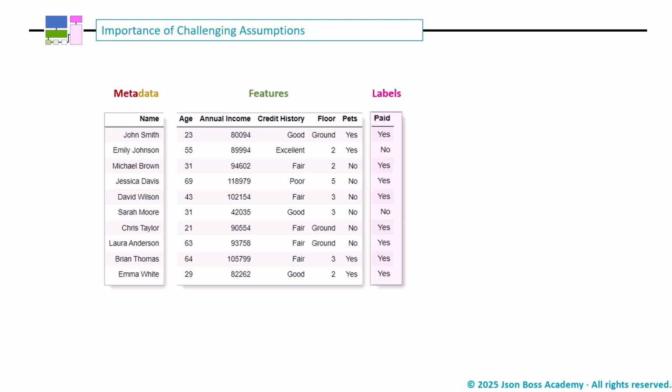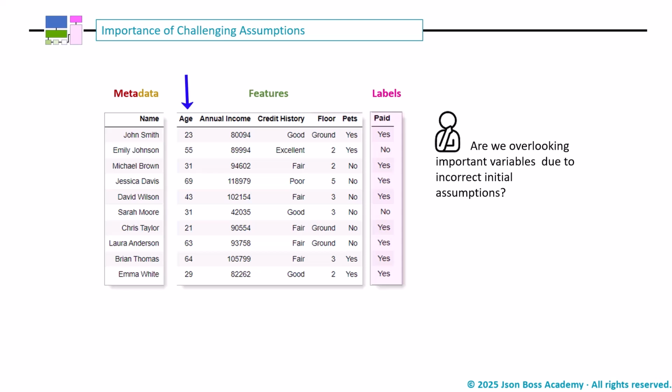Importance of challenging assumptions. Let's consider an important concept. As technical analysts, and practically as human beings, we tend to have preconceived notions about initial data. But what if our assumptions are wrong? Suppose our job is to give personal loans, and we want a good model to predict repayment. We might think age, annual income, and credit history are important, while the floor of their apartment or pet ownership is irrelevant. But what if that assumption is incorrect?